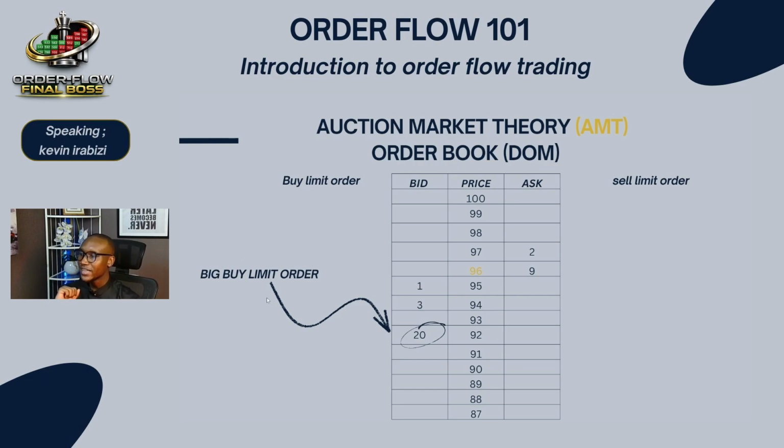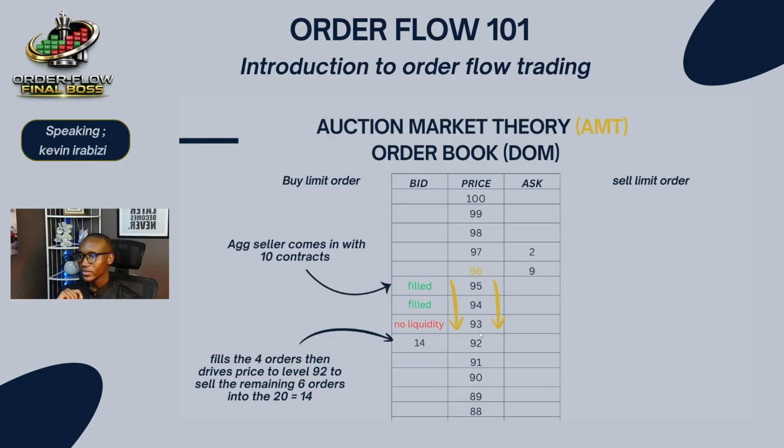So we have a big limit order that is 20 contracts at price level 92. So what happens if we get an aggressive seller coming in to sell 10 contracts? Listen carefully. So we have another order coming in. This aggressive seller comes in with 10 contracts for sale.